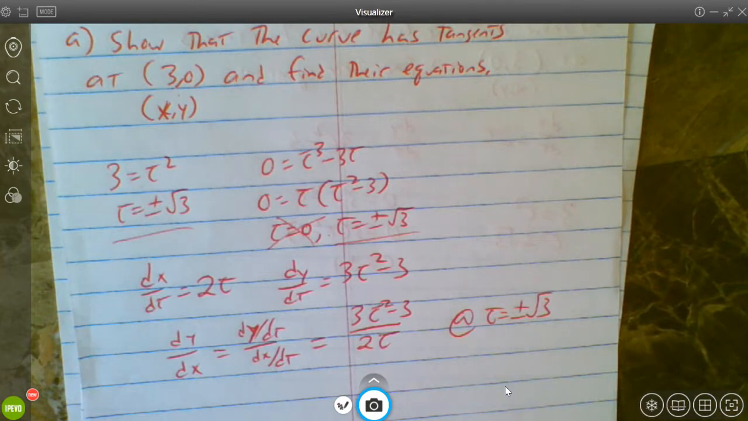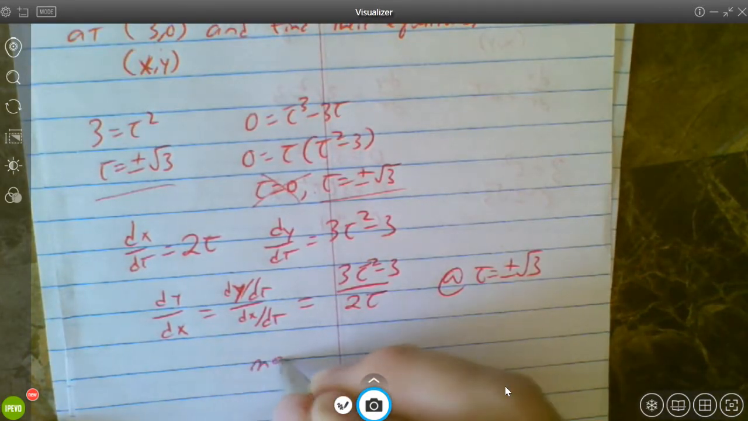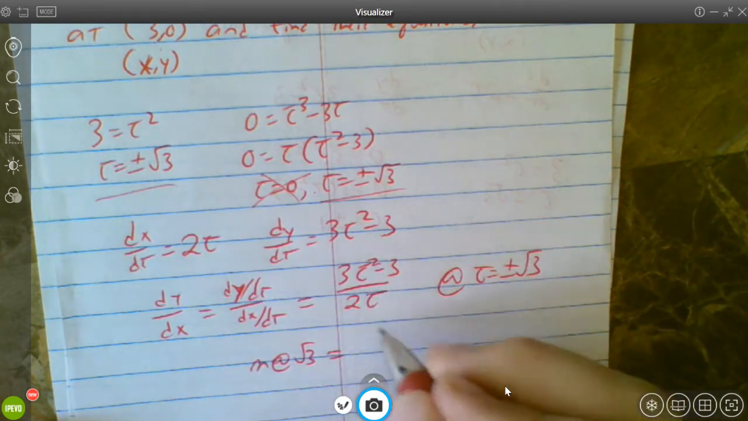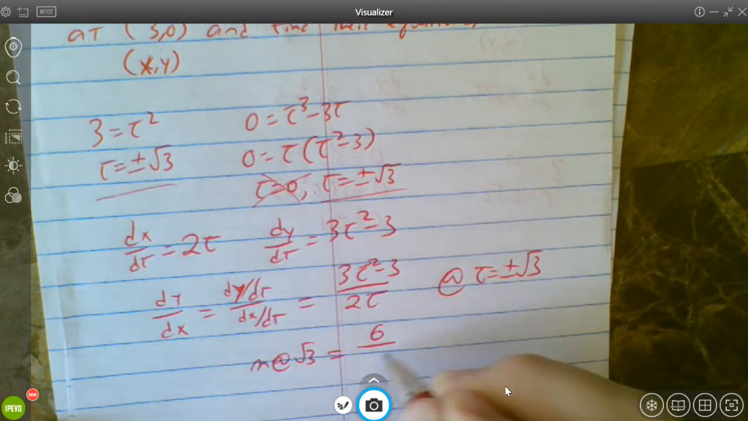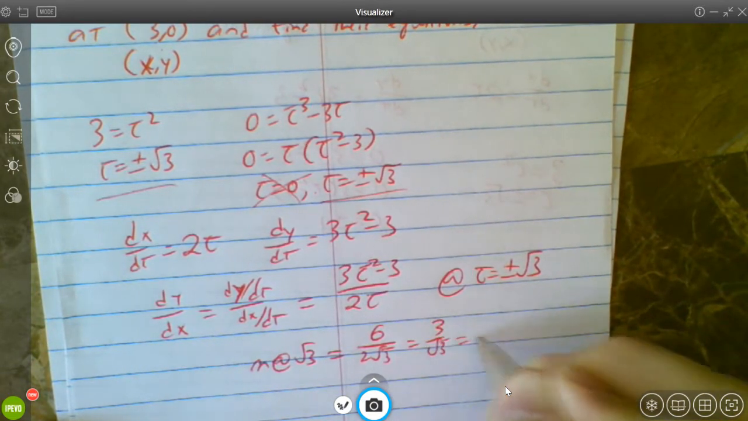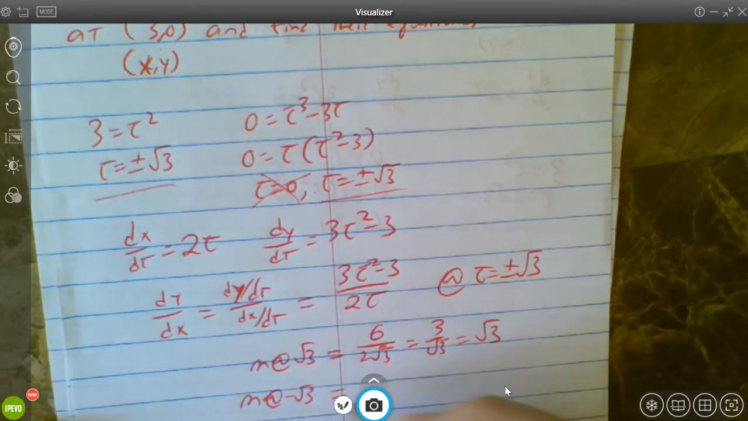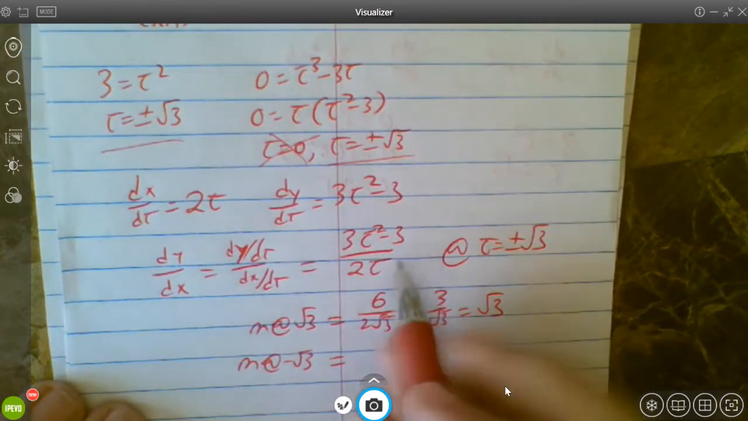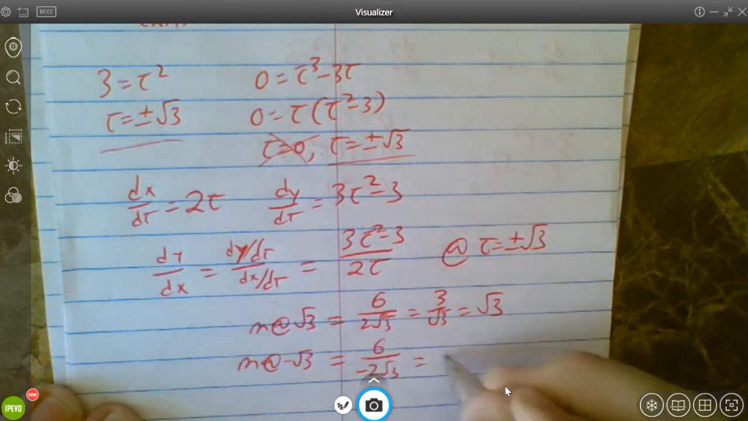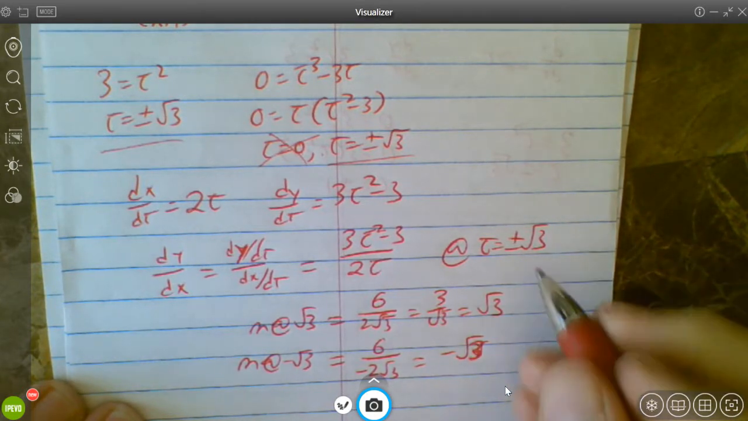root of 3. So if I plug in positive square root of 3, let's say, our slope at square root of 3 is going to be 3 times 3, so 9 minus 3 is 6, over 2 radical 3, which is 3 over radical 3, which is radical 3. And our slope at negative radical 3 is going to be, the numerator is still going to be 6 because that's squared, but the denominator is going to be negative 2 radical 3. So this basically becomes negative square root of 3. So there's our two slopes.